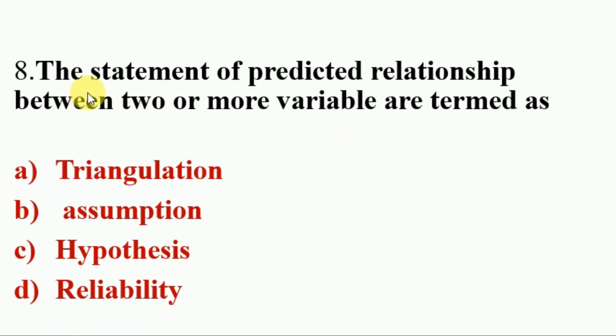Next question. The statement of predicted relationship between two or more variables is termed as. Options: A. Triangulation, B. Assumption, C. Hypothesis, D. Reliability. Answer is C. Hypothesis. So hypothesis is a statement of predicted relationship between two or more variables.